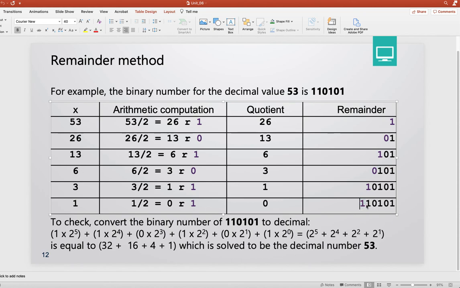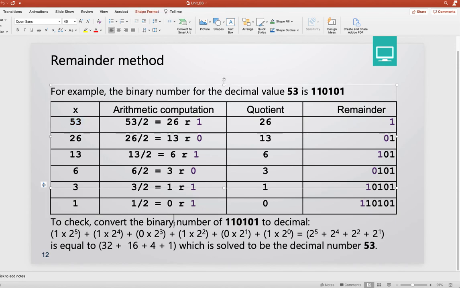Make sure that this list contains all the remainders. For example, you cannot put the last quotient here, although it may be 0. You always put the remainders into this list. This list will be the binary number which represents the decimal number 53.